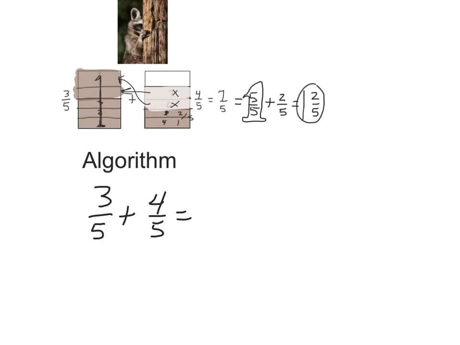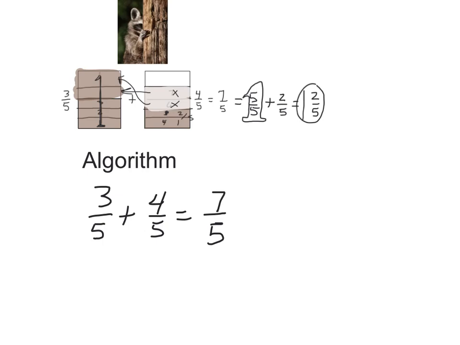So I'm going to add 3 plus 4, and that's going to give me 7 parts, right? And you never add or subtract the denominator. You simply carry the denominator across because that tells us how many parts we're cutting the fraction boxes into, right? So pause the video and get all this copied, and then hit play.